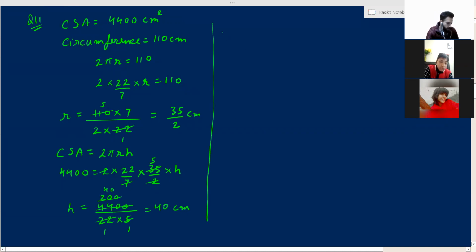Now we have to find the volume of the cylinder. We know the radius and height, both the things. Volume is equal to pi r square h. 22 upon 7, radius is 35 upon 2 into 35 upon 2 into h. H is 40. So 40 divided by 4 is 10. So 22 into 5 into 35 into 10.